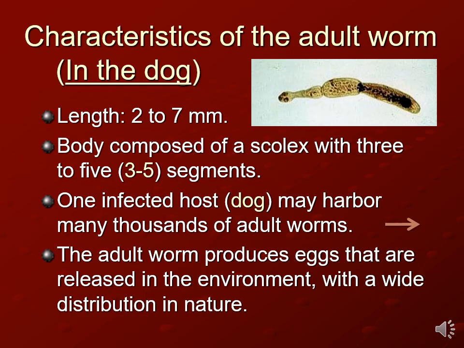The adult worm produces eggs that are released in the environment with a wide distribution. They are very widely distributed. It is believed that insects like cockroaches and flies and other insects may help spread the eggs of Echinococcus granulosus around.